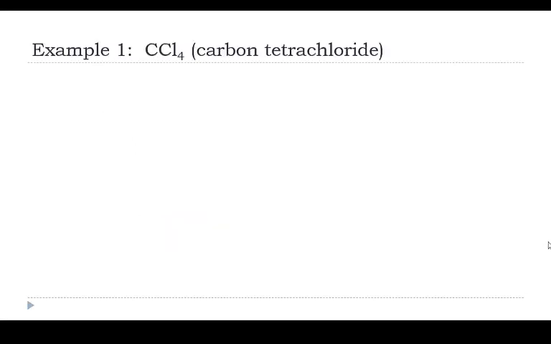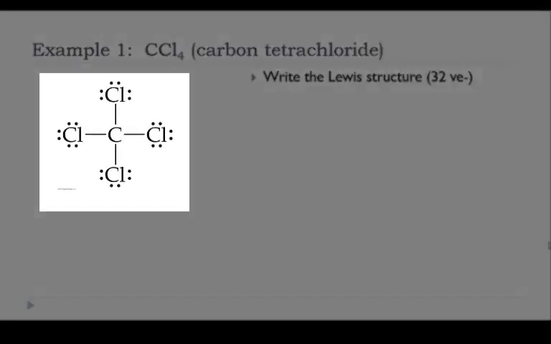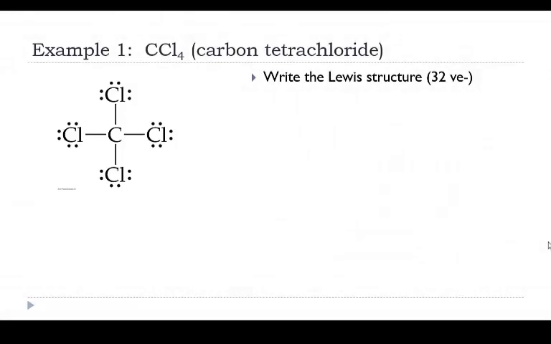Example 1, carbon tetrachloride. The first thing to do is to write the Lewis structure. To write the Lewis structure, you need to count the valence electrons. There are 32, and this is what it looks like. Notice that everything has an octet, and there are no resonance structures here.